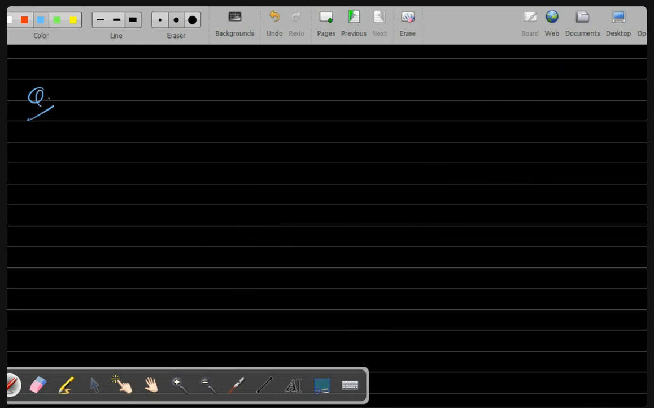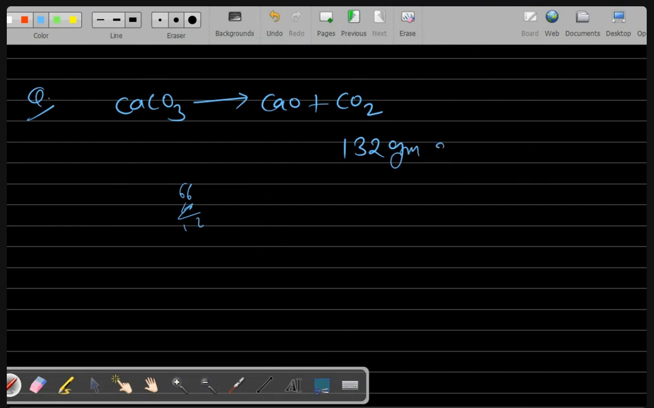One more thing I want to add. Sometimes the reverse question can be asked. Reverse question means, suppose the same thing is there, calcium oxide and CO2, and it is saying that 132 grams of CO2 is produced. Then what was the mass of the calcium carbonate initially taken?